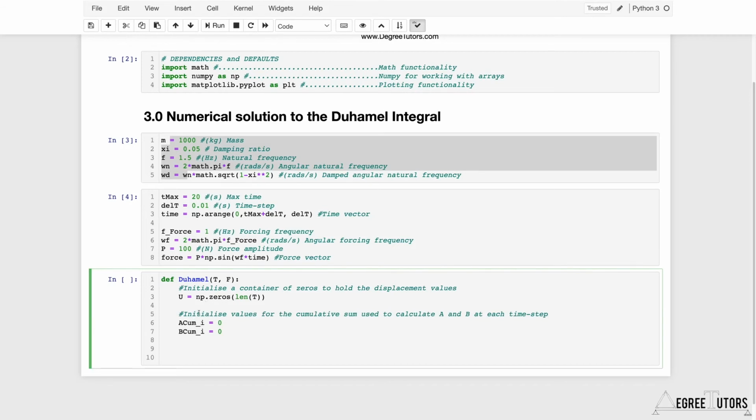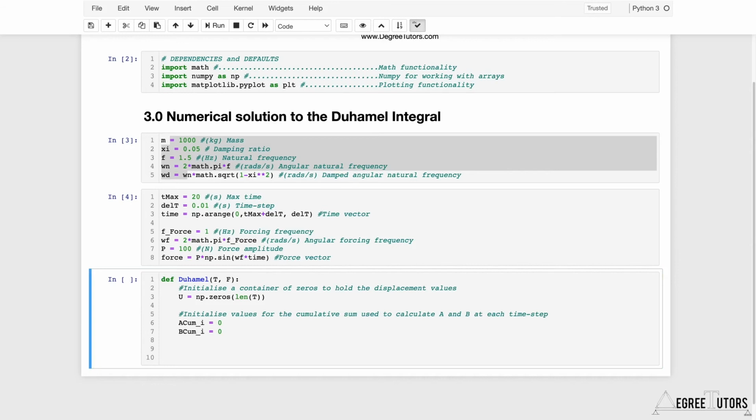But for now, I'm just going to say that I'm initializing values for the cumulative sum used to calculate A and B at each time step. Remember, we're calculating values of A and B at each time step. And in order to do that, we're going to have to sum up the area of the trapezoids, all of the trapezoids that led up to that current time step. So we're going to have to keep track of some cumulative sum, right, in order to calculate A and in order to calculate B at every time step. And so I'm just initializing a very first value for that cumulative sum being equal to 0 and 0 for A and B. So again, the more code we write, the more sense it's going to make.